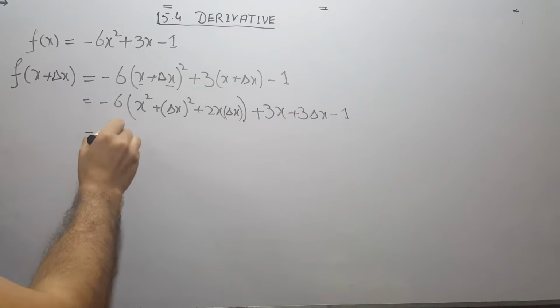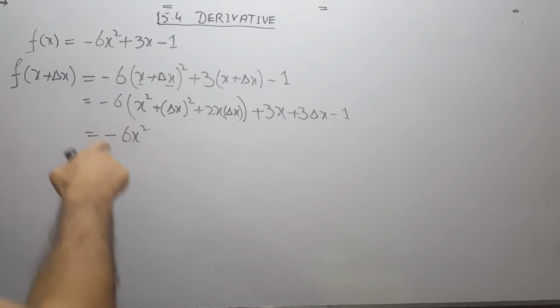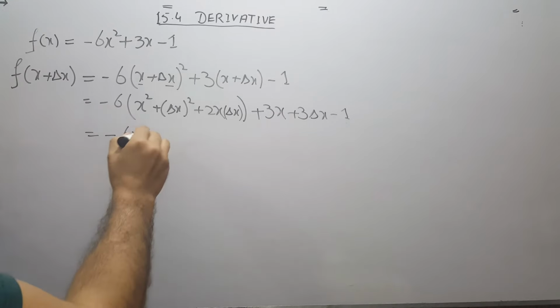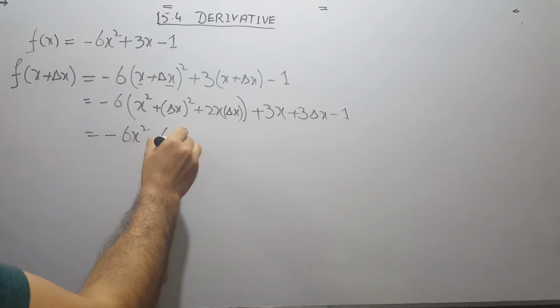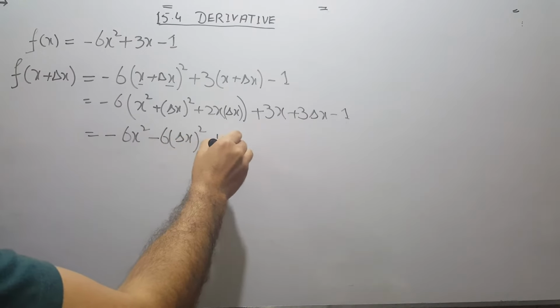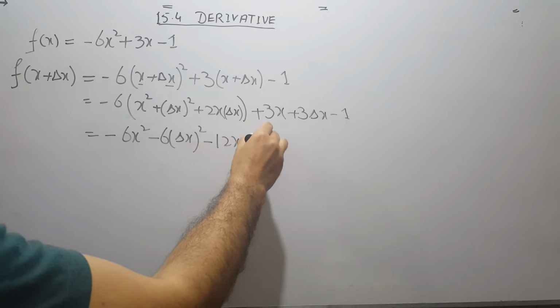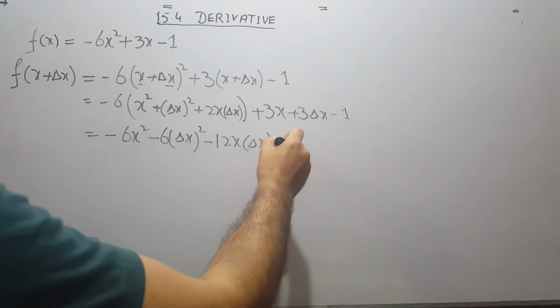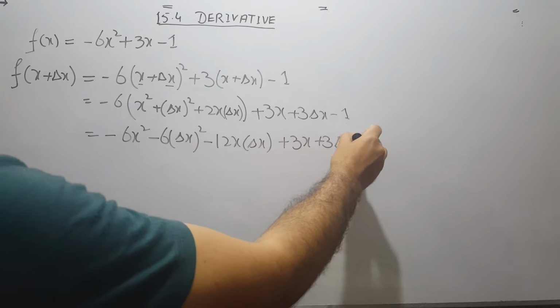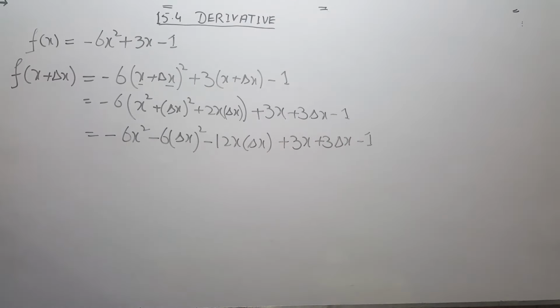Again, you can further simplify it by multiplying this. So minus 6 into x squared is minus 6x squared. Minus 6 into delta x squared is minus 6 delta x squared, and minus 6 into 2x delta x would be minus 12x delta x, plus 3x plus 3 delta x and minus 1 as it is.